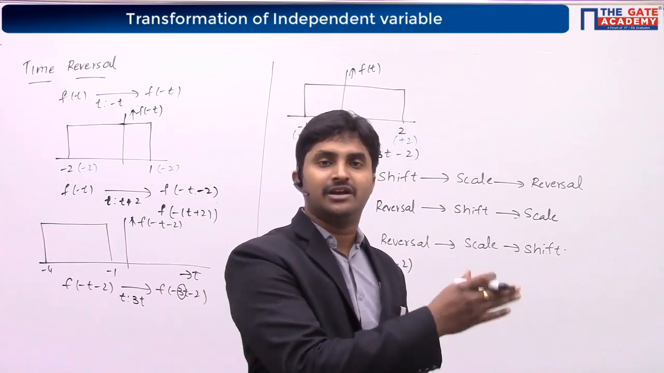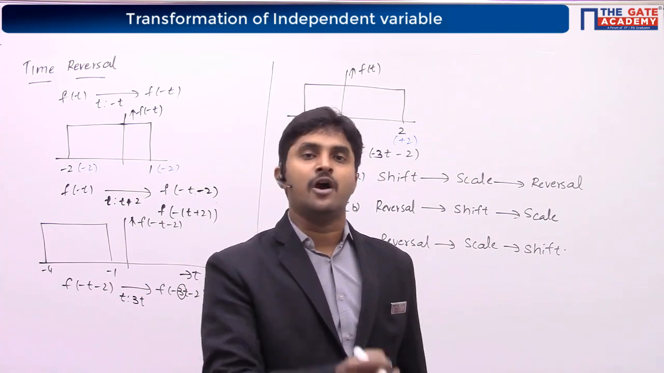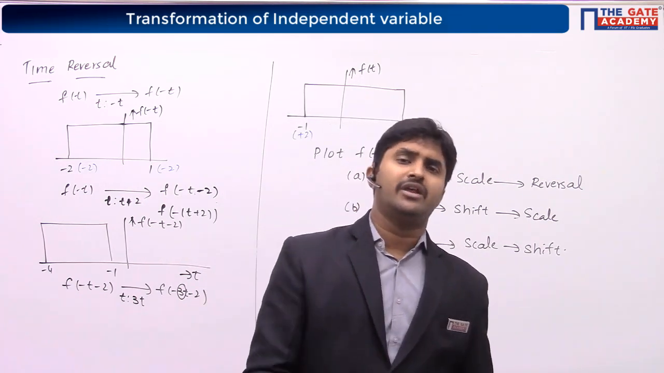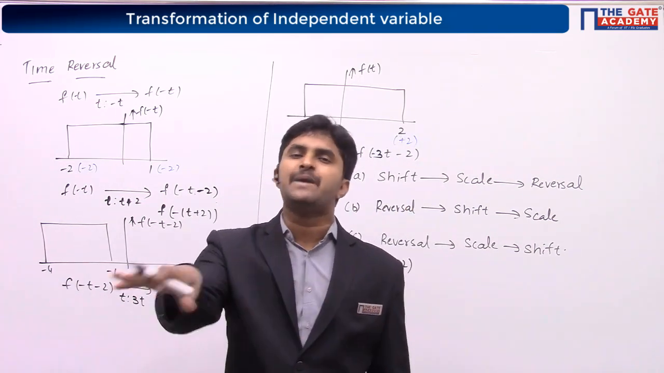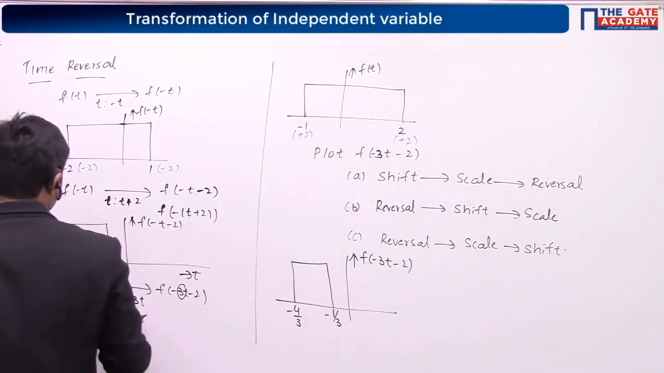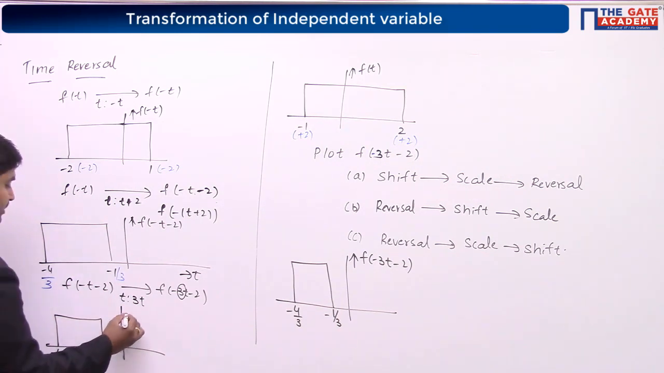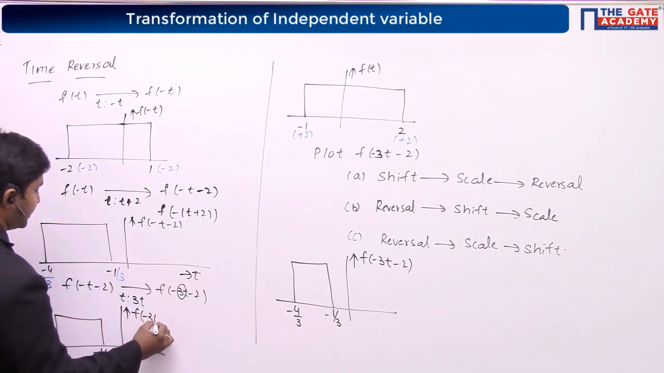If you have already done reversal or scaling before, or both of them, then whenever you are doing the shifting, you have to be very careful. But whenever you are doing the scaling or reversal at any point, it doesn't matter, it is not going to change, we can blindly do it. So if I do the scaling operation, dividing by 3, now it is going to be the actual result we got in the previous approach. From minus 4 by 3 to minus 1 by 3. This is what we call f of minus 3t minus 2.